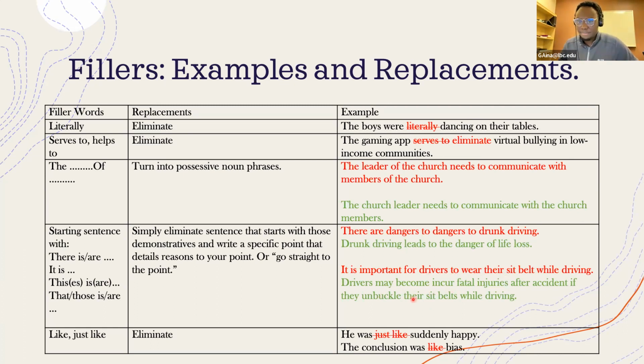Drivers may incur fatal injuries after accidents if they unbuckle their seatbelts while driving, right? So instead of saying it is important, just delete it is and focus on telling your audience why it is important. Instead of saying there are dangers to drunk driving, focus on stating why drunk driving is dangerous. So drunk driving leads to the danger of life loss, right? So that's it.